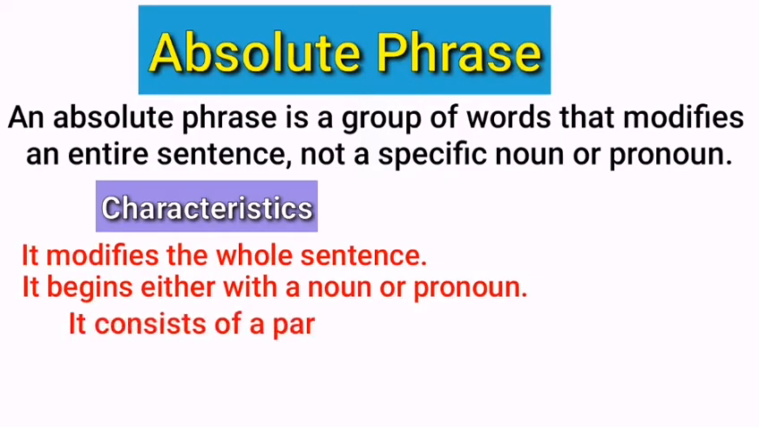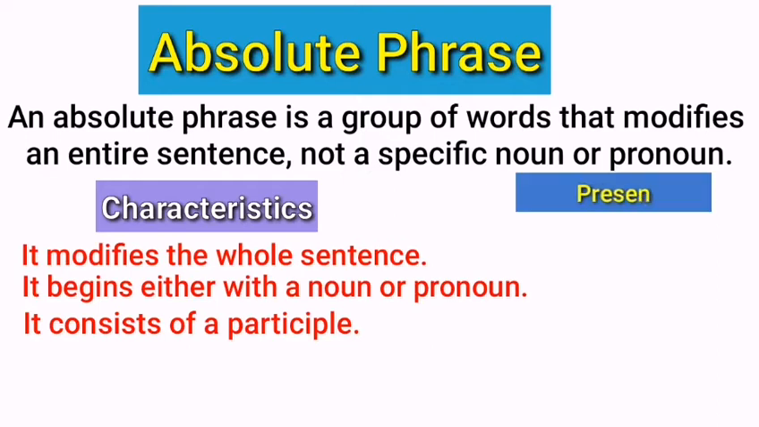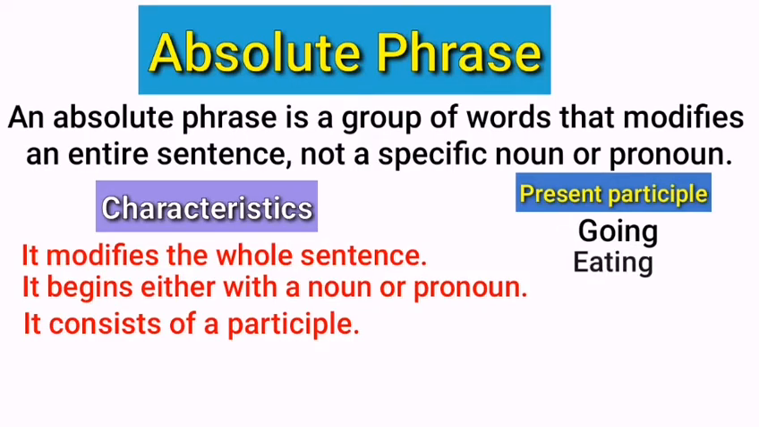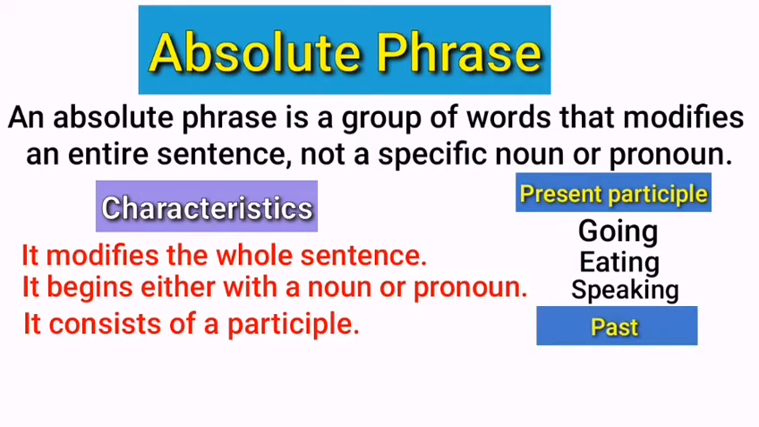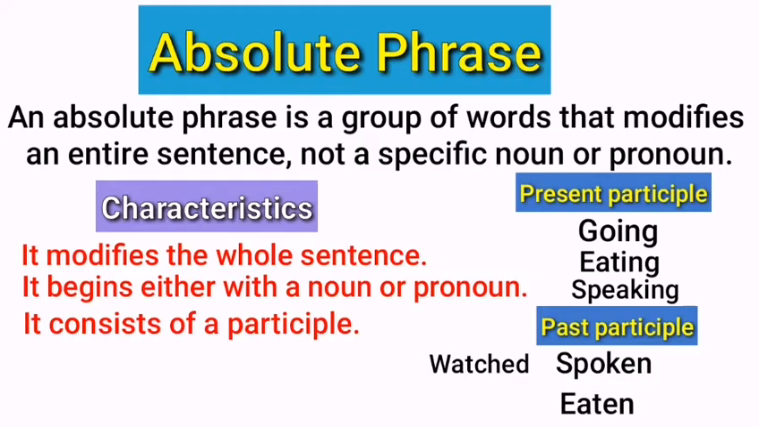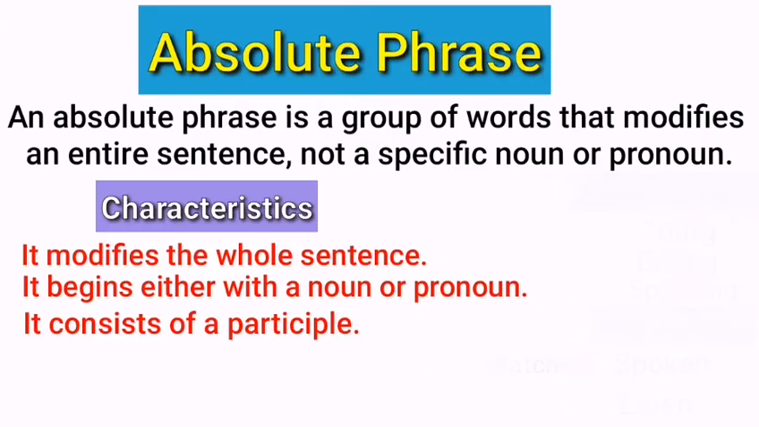It consists of a participle. By this point, I mean that an absolute phrase will have a participle. But, you should keep in mind that it can be either a present participle or a past participle. As you know, a present participle is the ing form of a verb, like going, eating, speaking, etc. And a past participle is the third form of a verb, like watched, spoken, and eaten, etc. So, it means that one of them will exist in an absolute phrase.